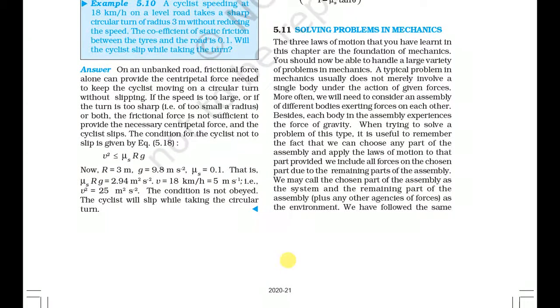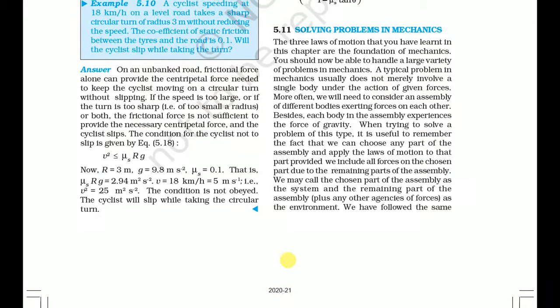A typical problem in mechanics usually does not merely involve a single body under the action of a given force. More often, we will need to consider an assembly of different bodies exerting force on each other. Besides, each body in the assembly experiences the force of gravity.